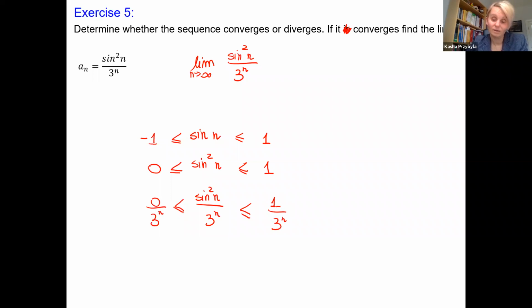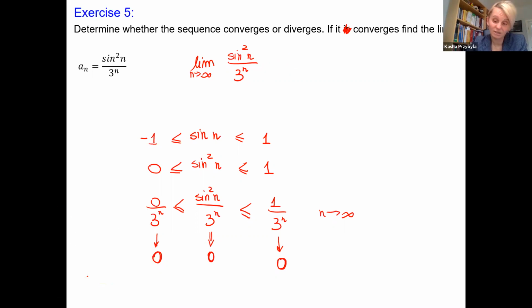Okay, and then 3 to the power of n is the exponential function. That means this is huge, right? As n goes to infinity, 3 to the n is infinity. That means this is 1 over infinity, this goes to 0, and of course this one goes to 0 because it's just 0. If the two-sided limits are the same, 0, the middle one is also 0. That means this limit is 0. Converges to 0.